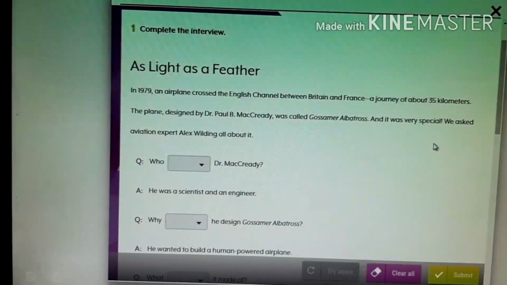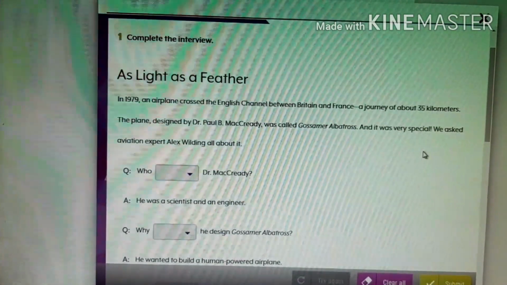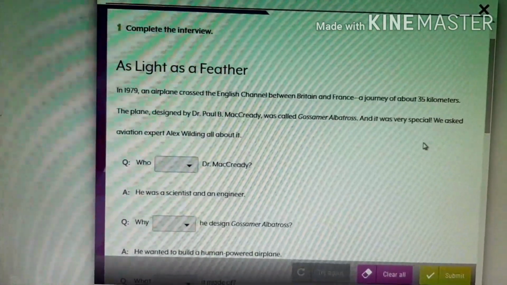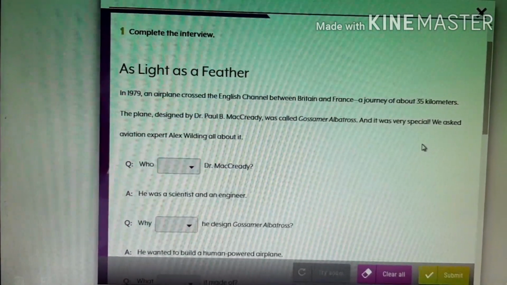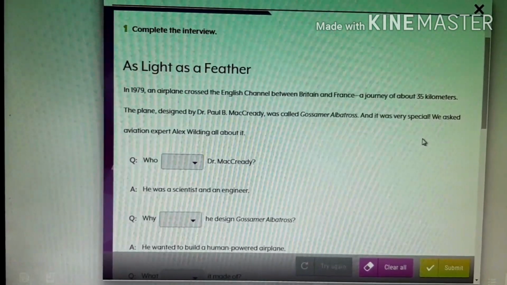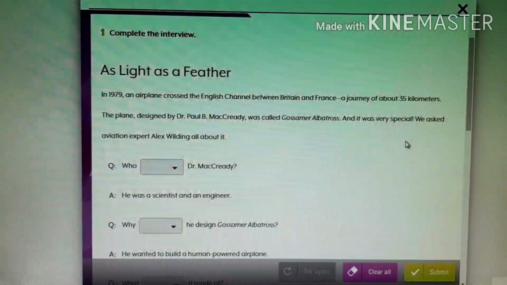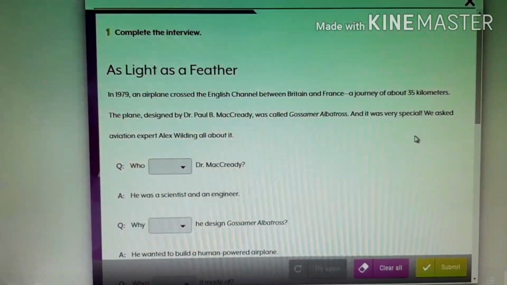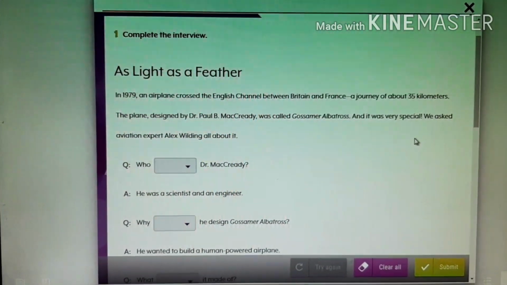Here we have the main content for this exercise: As light as a feather. As light as a feather. Let's read together. Vamos a leer juntos, chicos. Are you ready? Here we go.